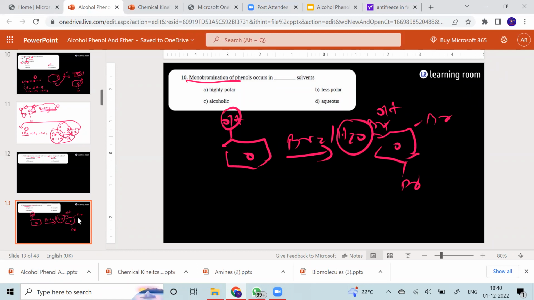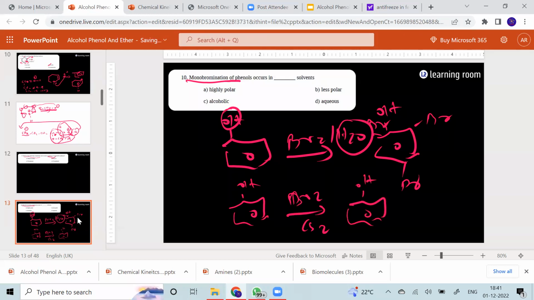So if you put Br2 in a solvent, not like water, but like carbon disulfide, CS2, at that time the reactivity would be a little lesser. It is going to become Br in only one of the positions, either ortho or para. So it should be a less polar solvent, is what you understand. Aqueous means obviously H2O, and aqueous is also highly polar.